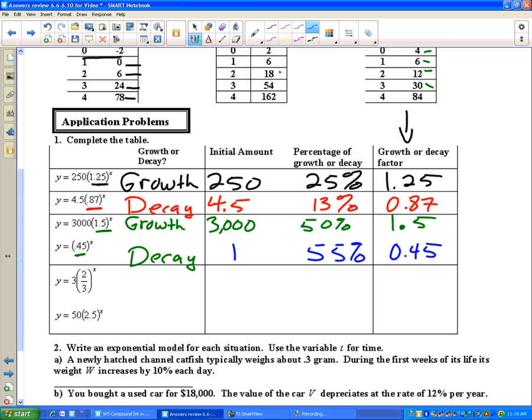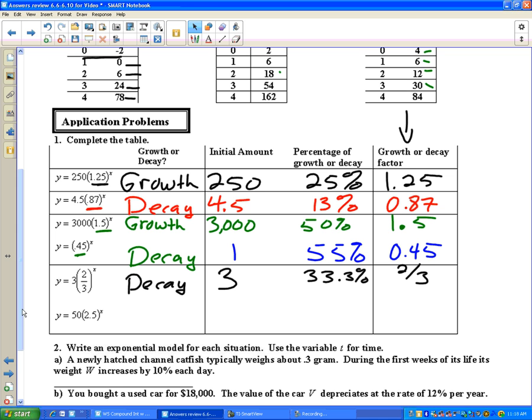Inside the parenthesis for the next one is 2/3. It's less than 1, so that is decay. The number in front is 3, so that's my initial amount. Inside the parentheses is exactly 2/3. The difference from 1, which is 1/3, or 0.33, which is 33.3%. Again, you can use your calculator for those.